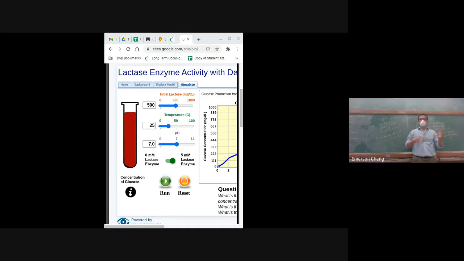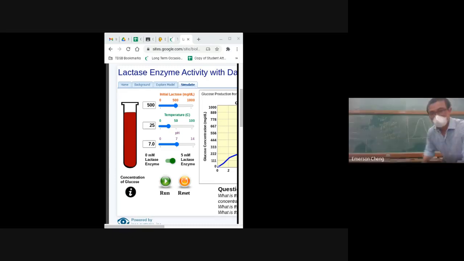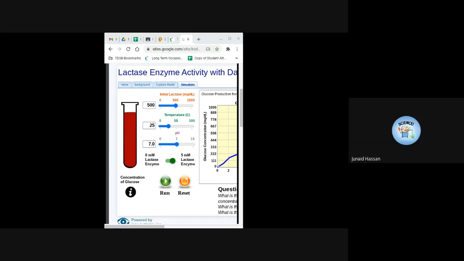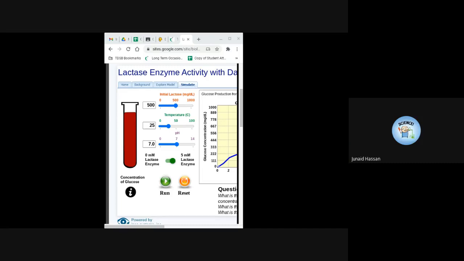Good so far? Questions? No. So pepsin is the enzyme responsible for breaking stuff down in your stomach. What does the acid do? Hydrochloric acid, I think that's what you mentioned.